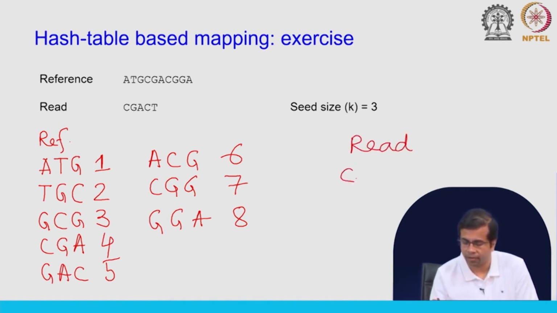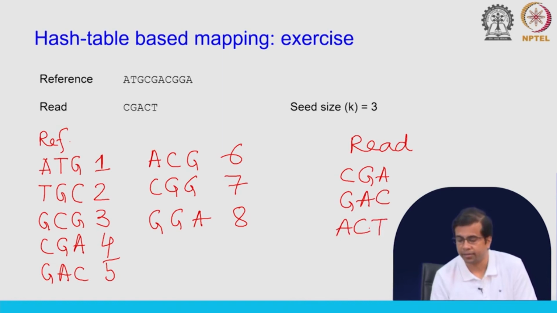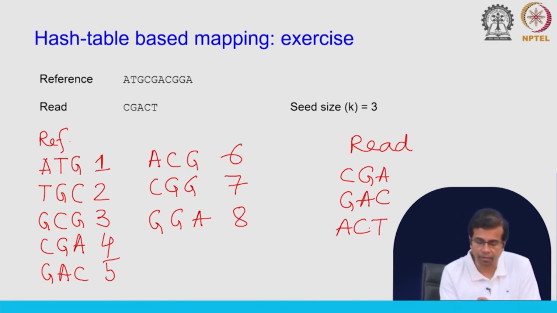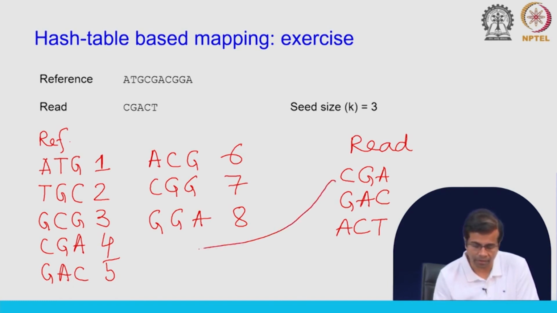we have the same seed size: CGA, GAC and ACT. We have generated these 3 and we can now search the hash table. So this is the hash table here, we have the keys and the values, and let us search. Okay. So the first one we will search is CGA, and we see it is here, and the value is 4. So it is matching to the 4th position.